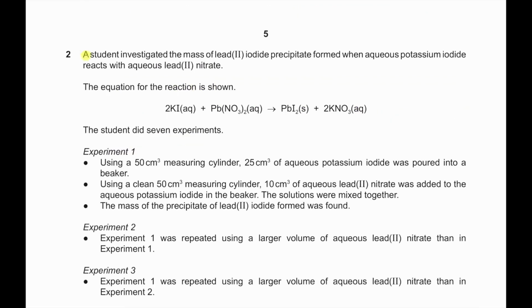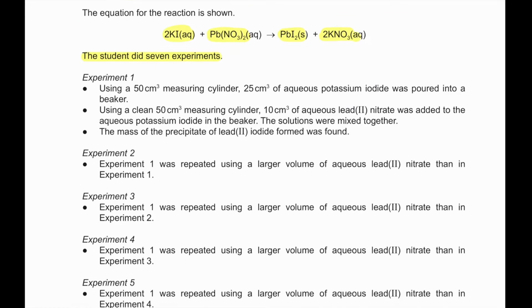Question 2. A student investigated the mass of lead iodide precipitate formed when aqueous potassium iodide reacts with aqueous lead nitrate. So we can see the equation. Potassium iodide aqueous reacting with lead nitrate aqueous. It is forming lead iodide solid, and we are getting potassium nitrate aqueous. The student did 7 experiments.